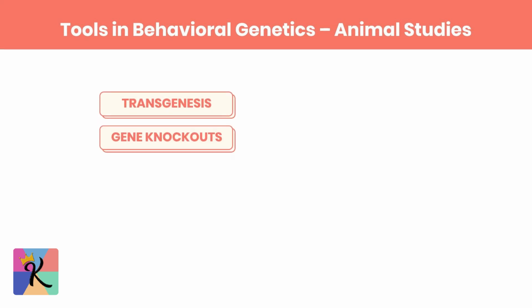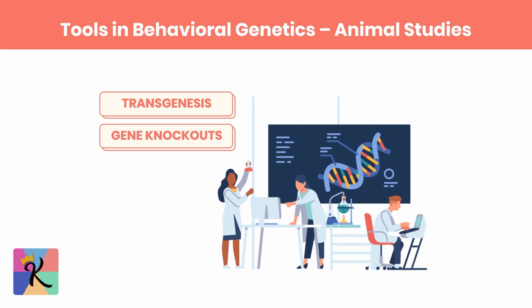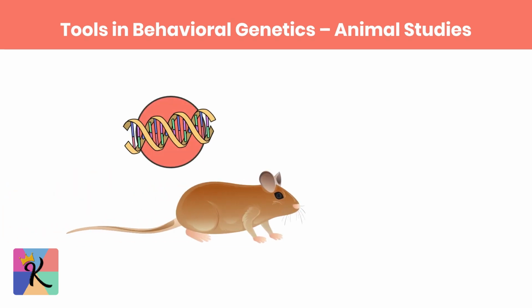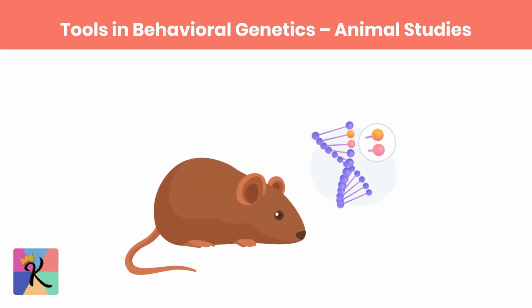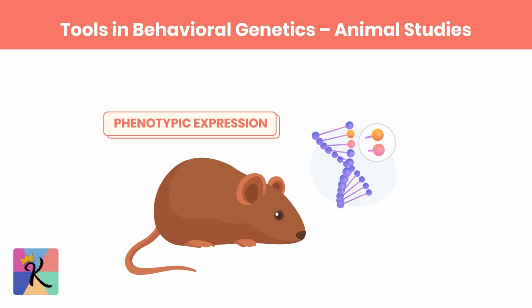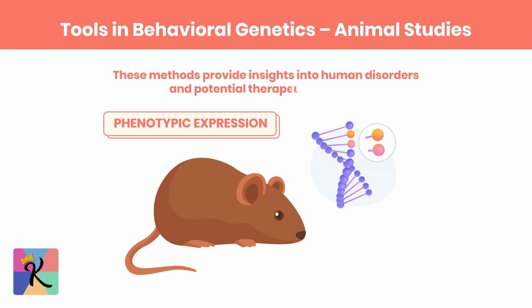Animal studies provide powerful tools for understanding gene-environment interactions. Techniques like transgenesis and gene knockouts allow researchers to control genetic and environmental variables. Transgenic mice with human genes for Alzheimer's enable the study of disease progression and treatment responses. Similarly, knockout mice lacking a specific gene can reveal its role in phenotypic expression. These methods provide insights into human disorders and potential therapeutic targets.